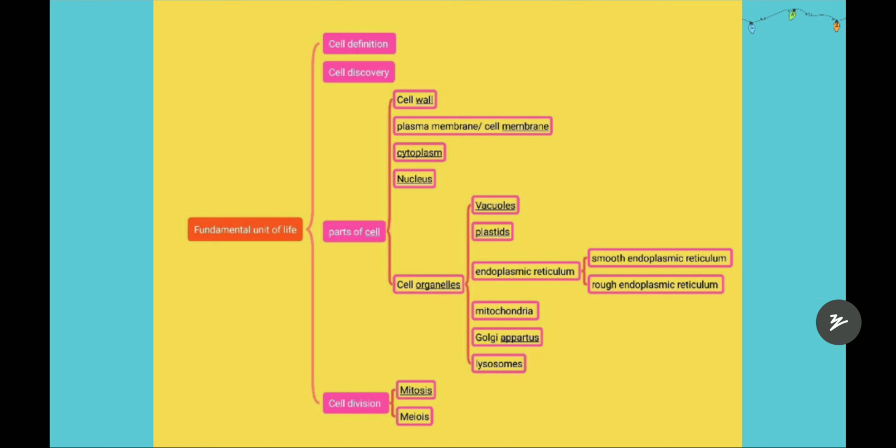Okay. In division, we have mitosis and meiosis. Okay, cell division is of two types, mitosis and meiosis. So let us start this session. Let us start with cell definition.